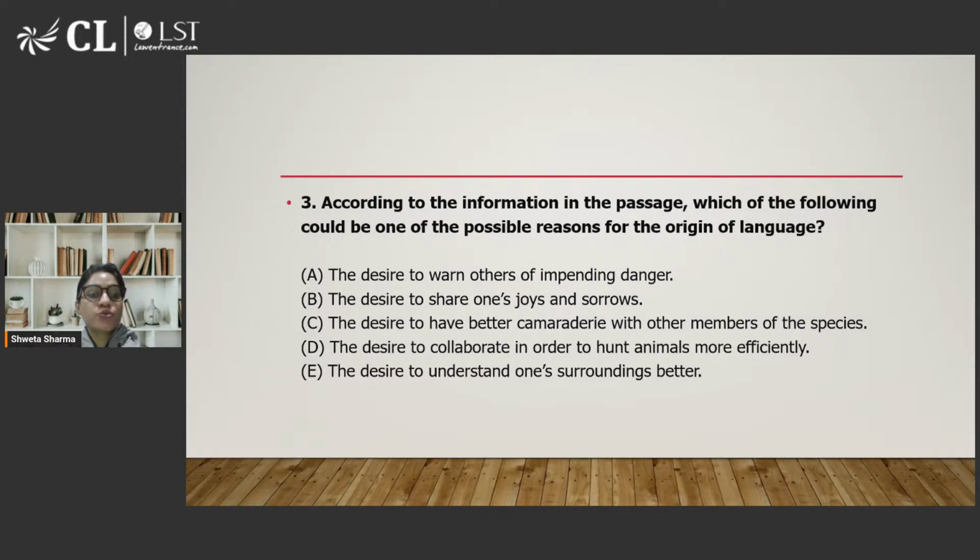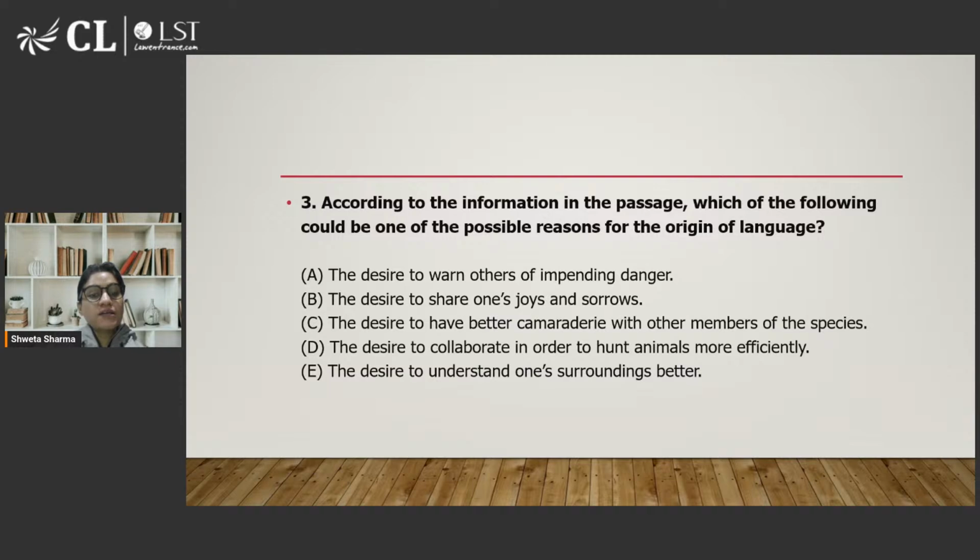And I'm sure since you have revised all the concepts twice with me while you figure out the general idea, the structure, and tone, this must not have been very tough for you. So, desire to understand one's surroundings better, desire to collaborate in order to hunt animals much more efficiently, have better camaraderie with other members of the species, desire to share one's joys and sorrows, or desire to warn others of impending danger. Right? It's comparatively an easy question as compared to what we had.